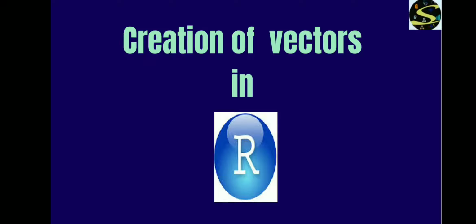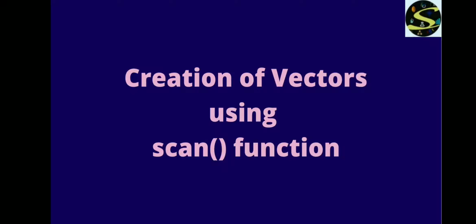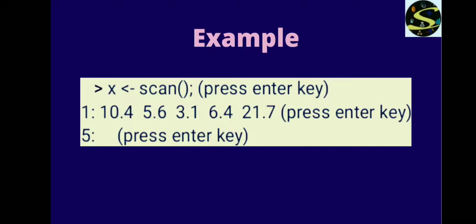In the last video, we have learned how to create a vector using the c function. Now let's try to learn how to create a vector using the scan function. Here's an example. Let's create a vector named x with elements 10.4, 5.6, 3.1, 6.4 and 21.7. It's very simple. First enter data elements separated by spacebar, and at the end of entering, press the enter key twice.